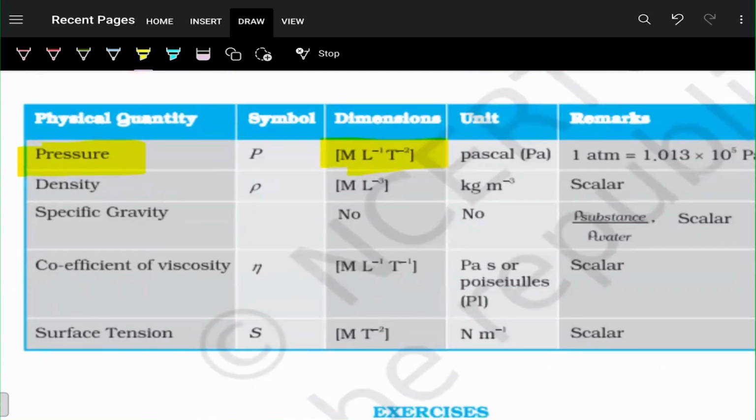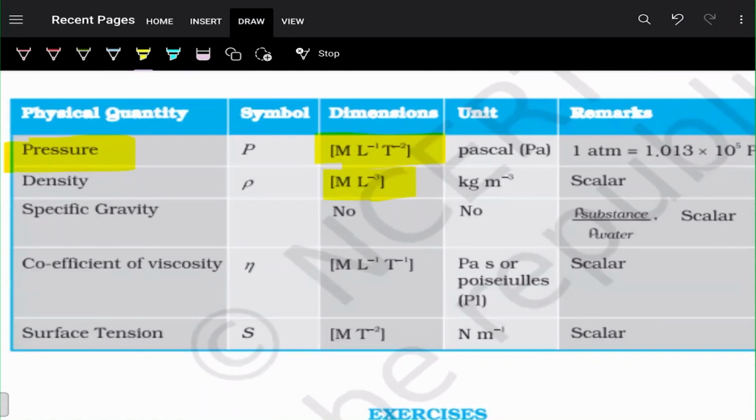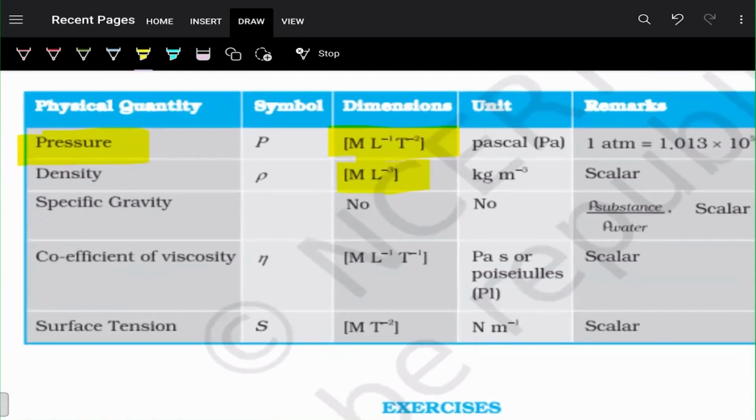Mass is M, volume is L cubed, so density is M L raised to minus 3. Specific gravity is actually a comparison only. It is a ratio of two densities. So it is the density of the substance over the density of water, the relative density. So it has no dimension.